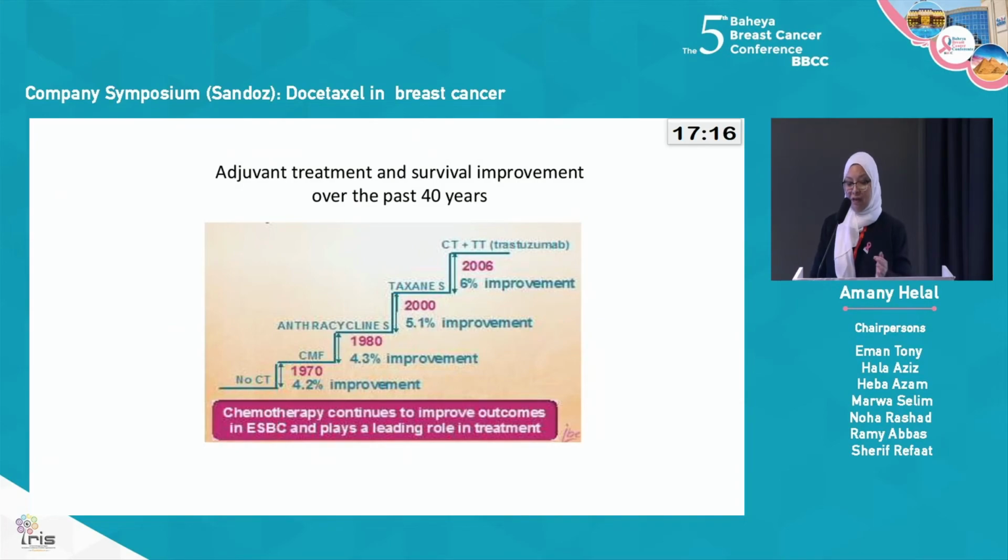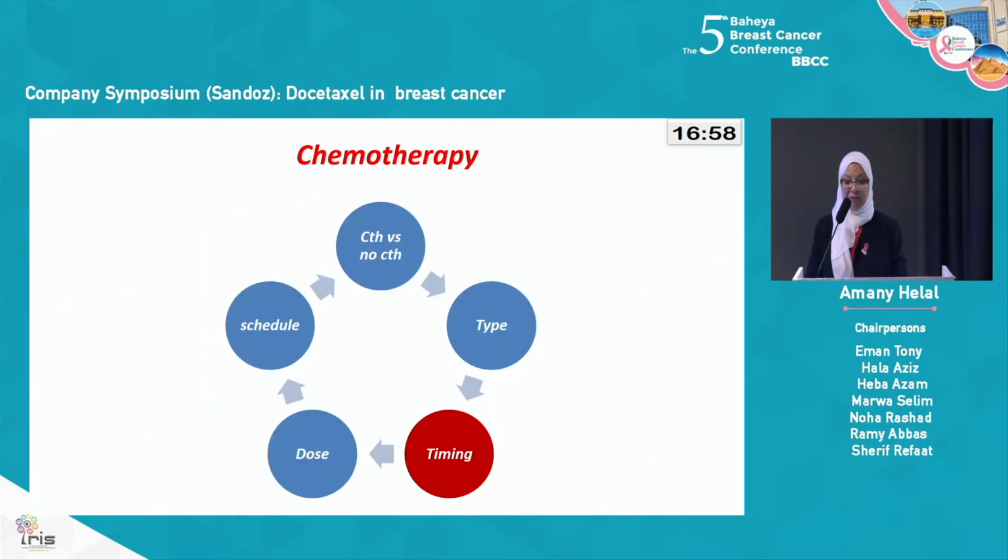So over the years, we are getting improvement in the survival of early breast cancer by adding chemotherapy, then anthracycline, then taxane. With the addition of targeted therapy for HER2 positive, of course, we have a very good improvement in survival.